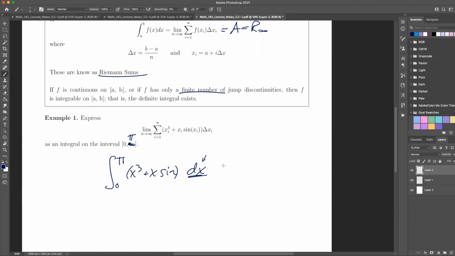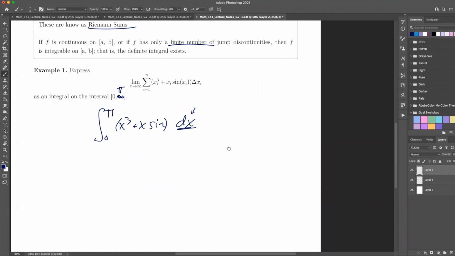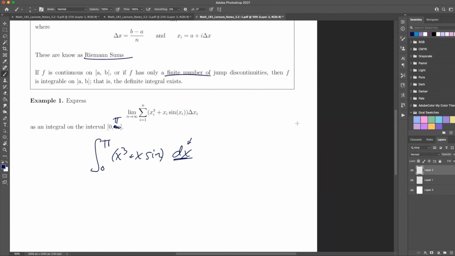Okay. All right, that's it. I don't know why I left the whole page for that. I really don't.